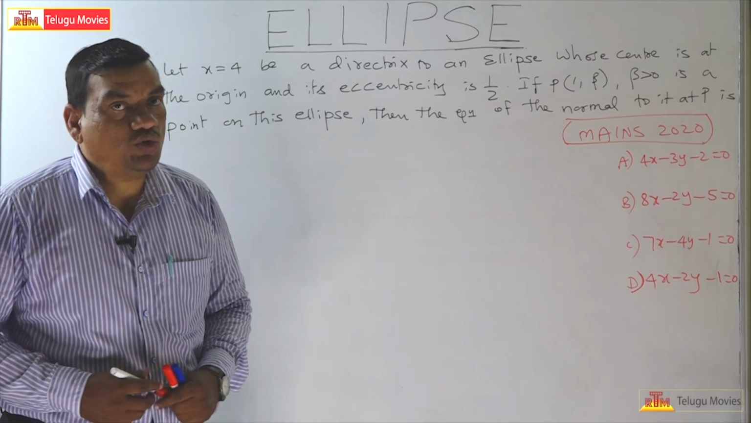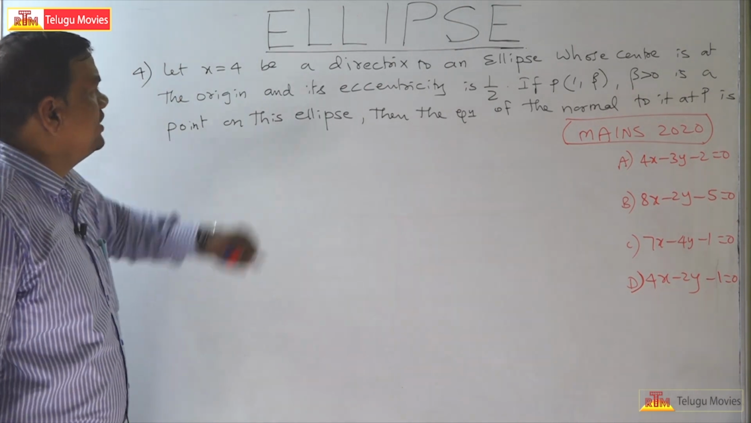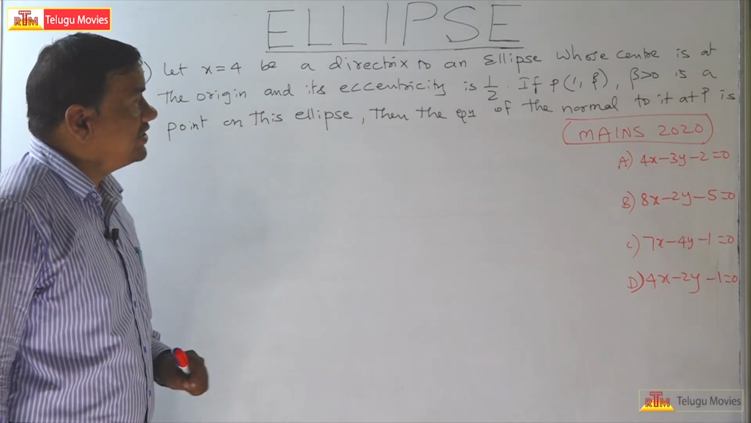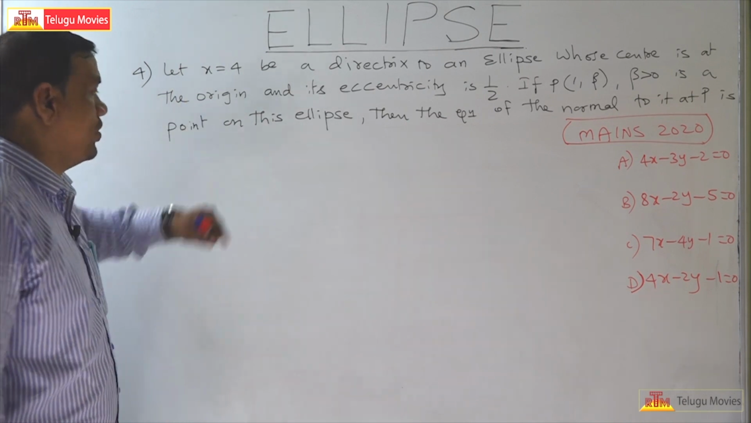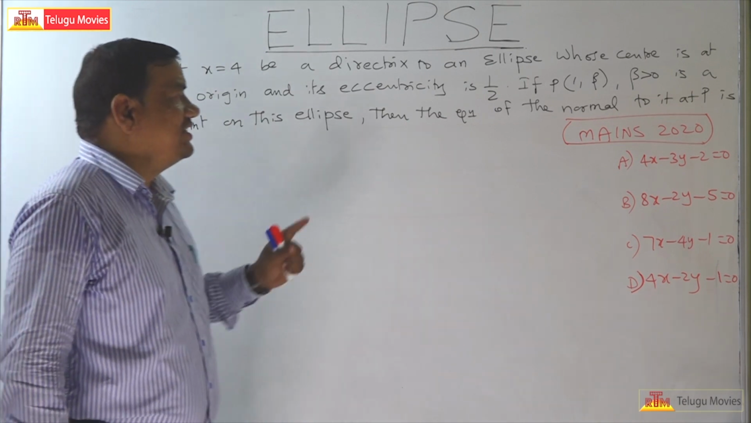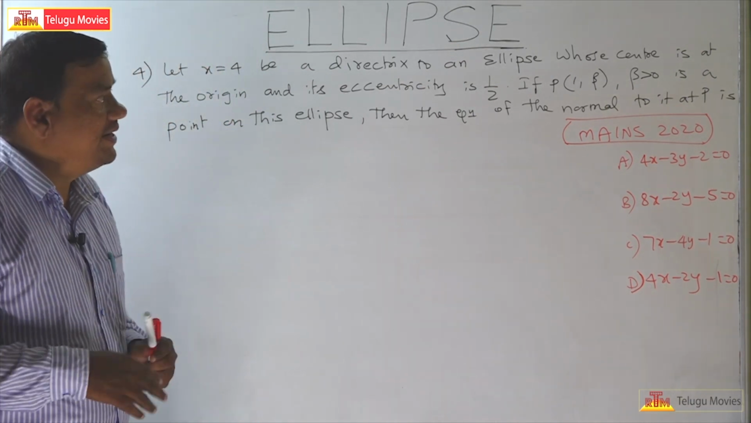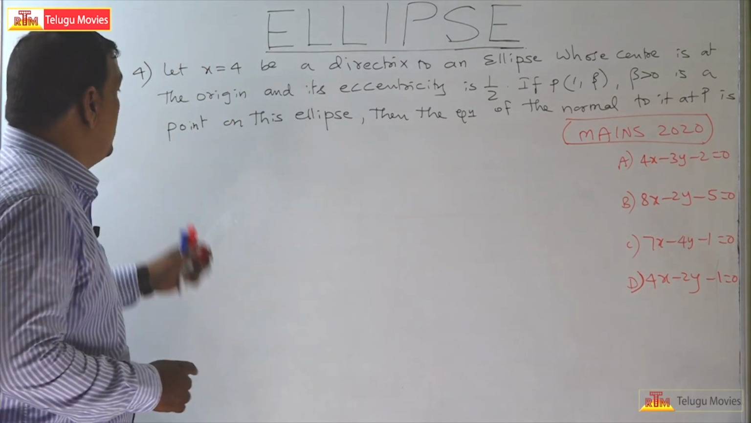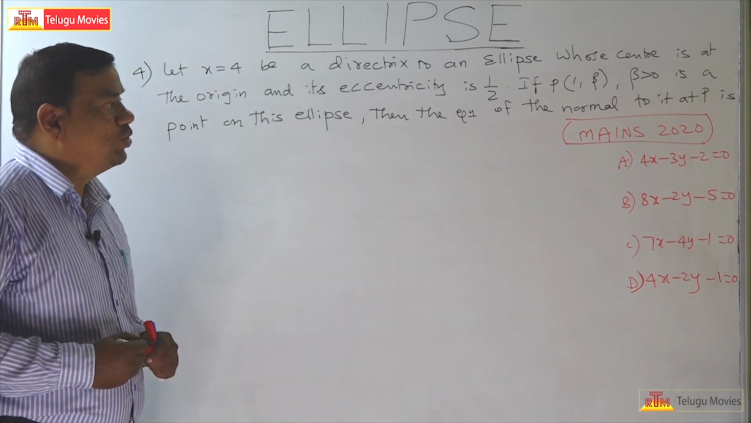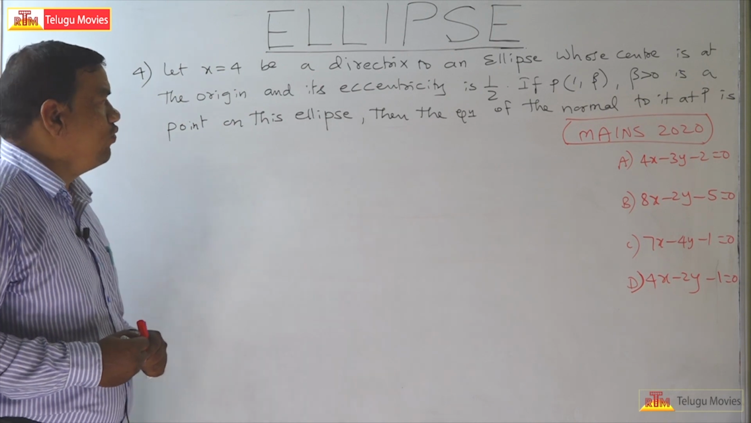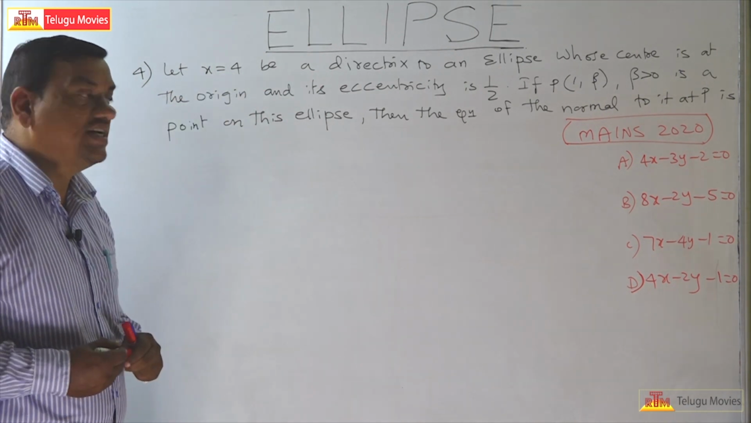Dear students, welcome to this problem. The problem is a very easy problem. Let x equals 4 be a directrix to an ellipse whose center is at the origin and whose eccentricity is 1 by 2. If P(1, beta), where beta is a positive quantity, is a point on this ellipse, then the equation of the normal to it at P is. So first of all, he has given x equals 4 is a directrix.